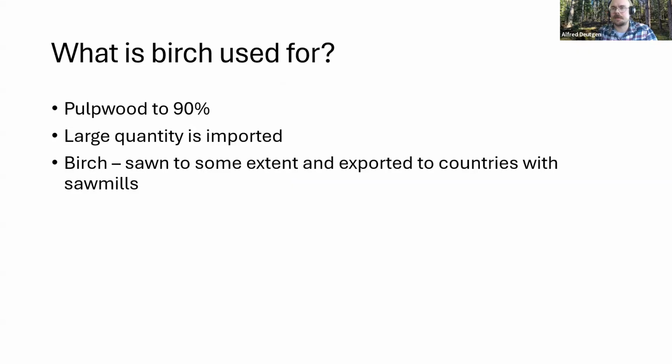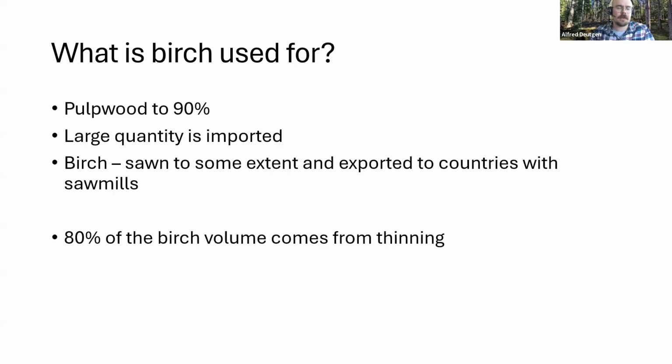Birch that is of good quality can also be sawn to some extent, but also exported to countries with larger sawmills. While spruce, for example, is the most important tree species in southern Sweden in terms of production, since it generates logs that are sawn a lot, and pulpwood as well. And 80% of the birch volume comes from thinning, while most of the volume from spruce comes from the final felling.